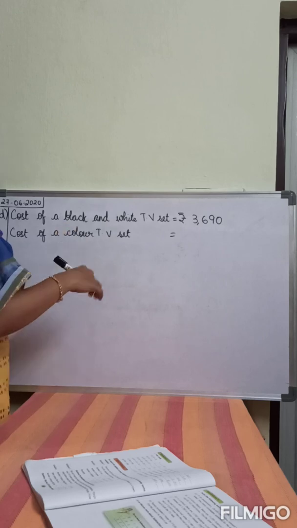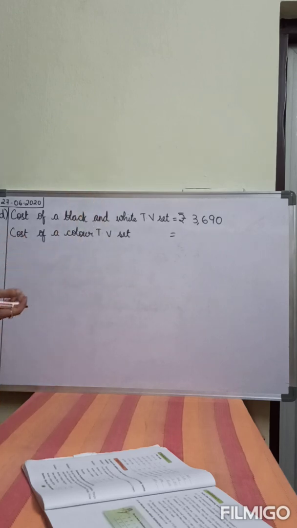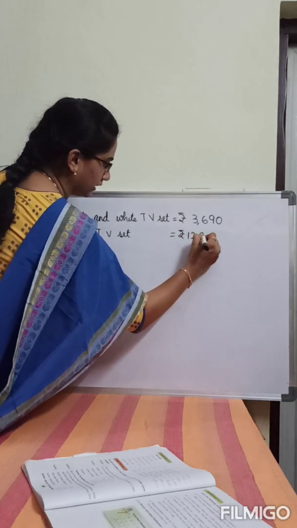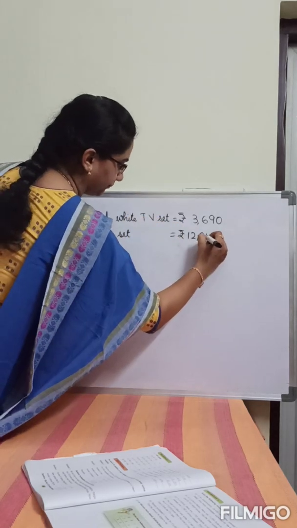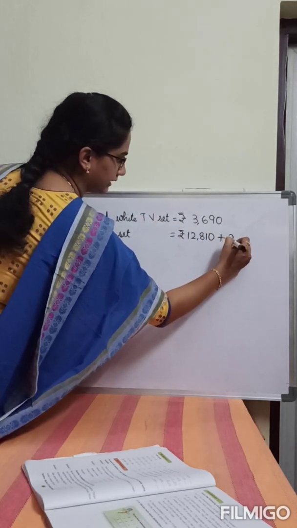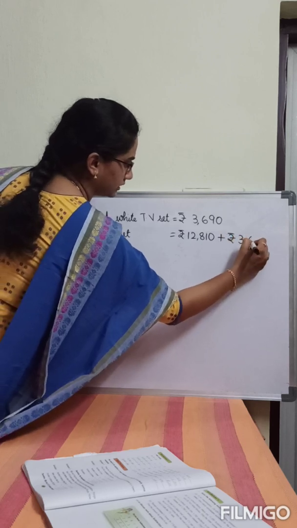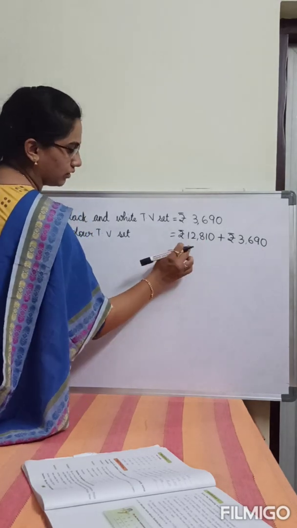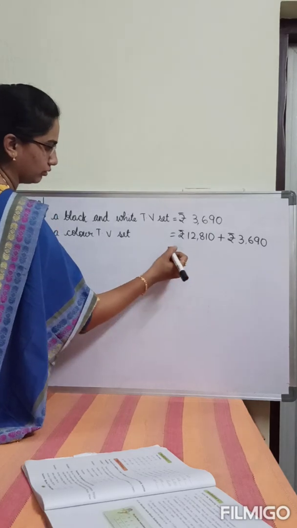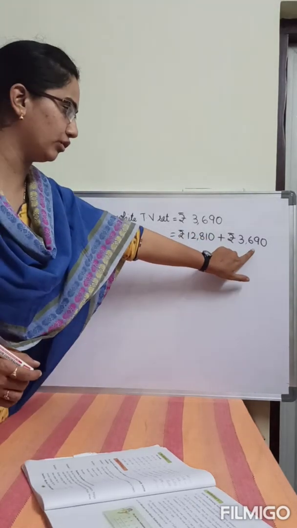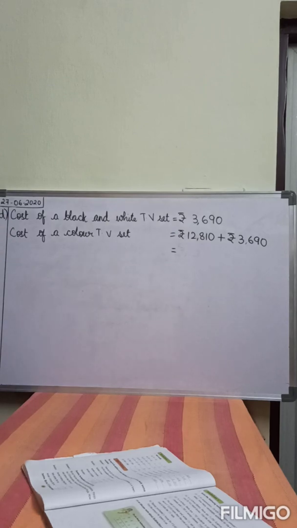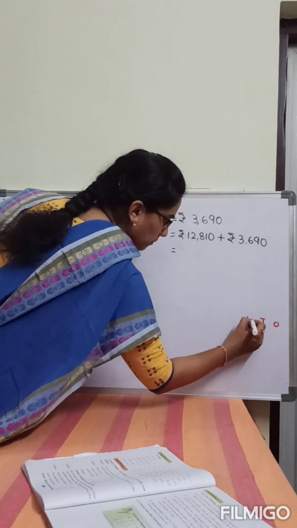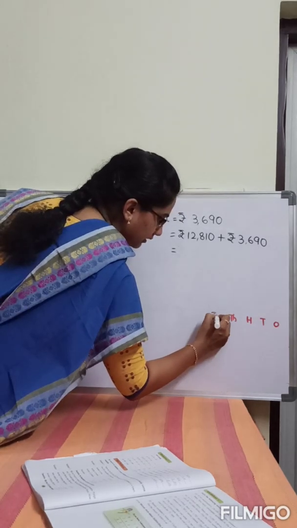More than means the amount is increasing. When it is increasing, I have to add. How much more? 12,810. More than, increasing, add 3,690. This is the cost of black and white TV. Together is the cost of color TV set. Now how to add? This is a 5-digit number, this is a 4-digit number. In the rough column, first add both of them. Ones, tens, hundreds, thousands, 10,000s.